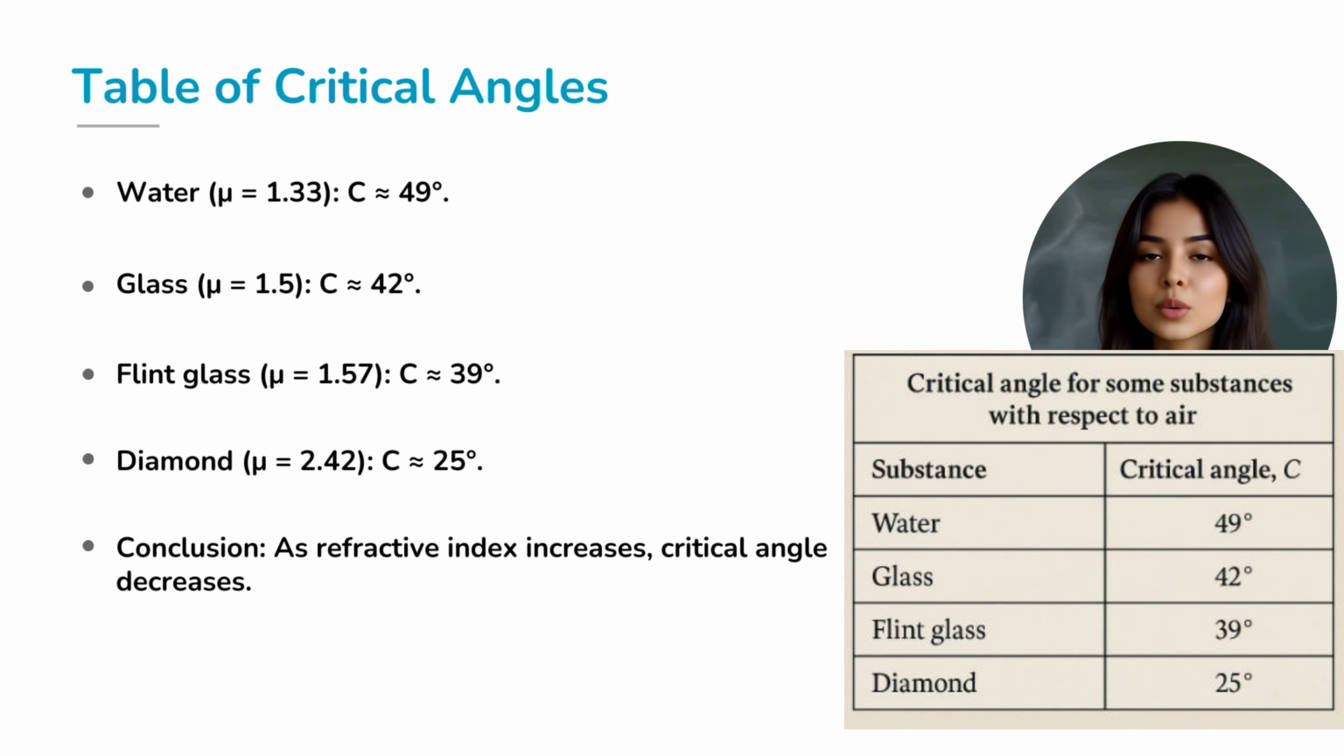So we can conclude, as the refractive index of a material increases, the critical angle decreases. That's why optically denser materials can trap light more effectively, and in the case of a diamond, produce that brilliant sparkle due to repeated internal reflections.